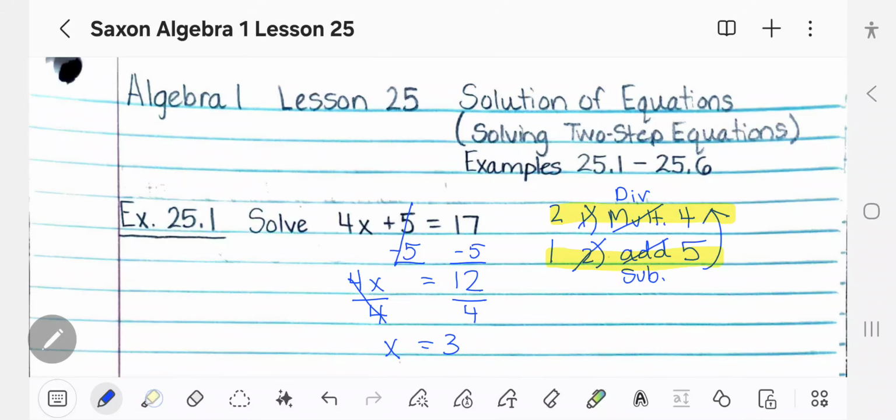And we can check it. 4 times 3 is 12, plus 5 is 17. We got it right.